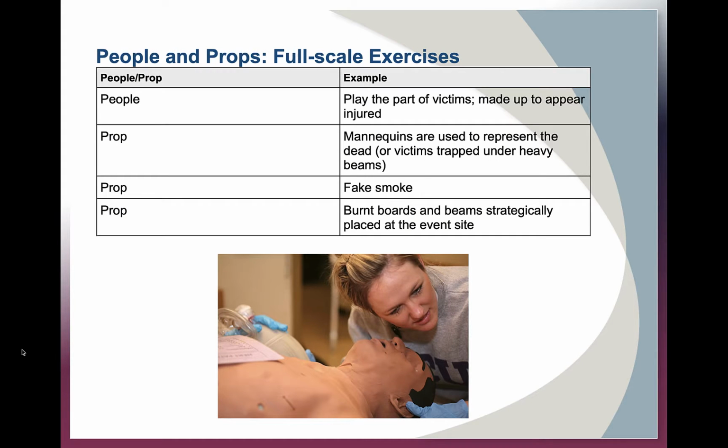People and props. So again, those full-scale exercises. So people, are they the victim? Can they look like they're injured? Or maybe using props, fake smoke, burnt boards or beams, to make it look like if there was a crash or a tornado. Can we put those things out there to help increase what it would realistically look like?